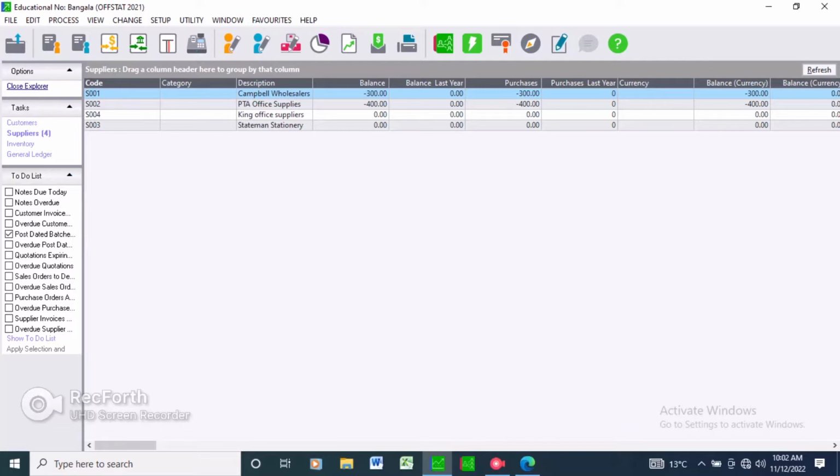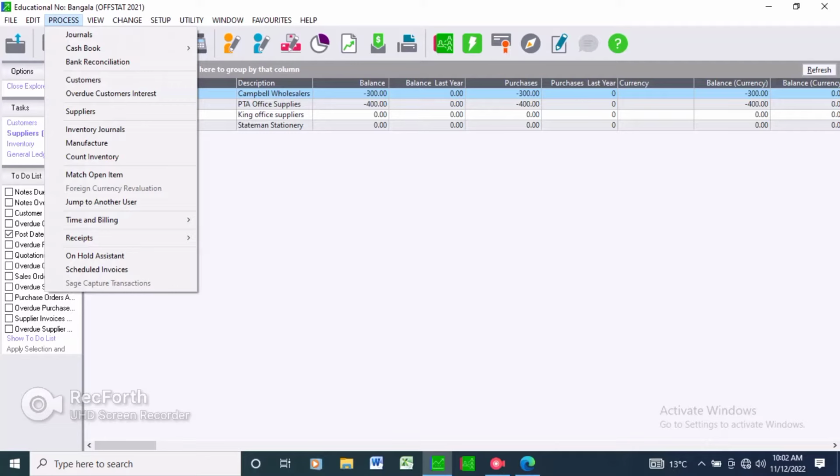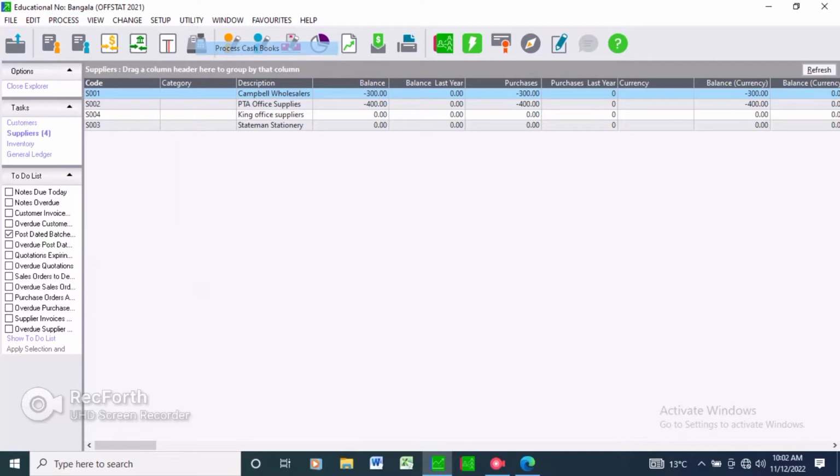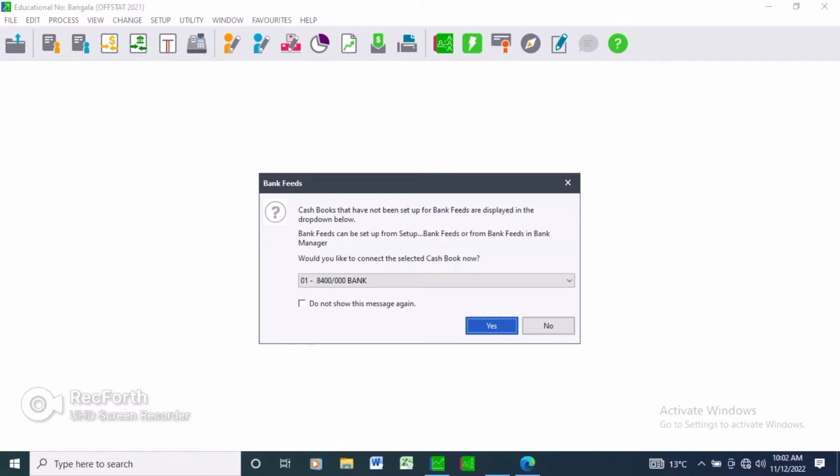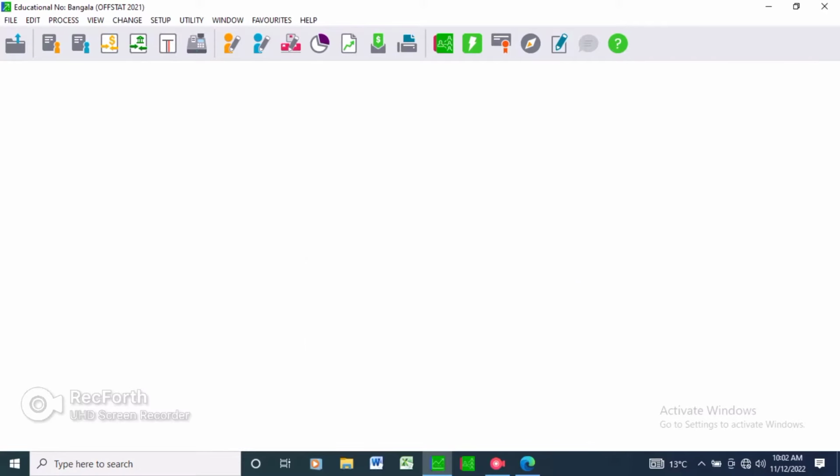Sage 50 Pastel Partner, guys. As you can see, I'm still under the company I was working under, which is Offstart Stationers. Remember, we need to process your cash payment journal. You go to process cash book, guys. For this one you can click no. Okay, let's wait for the system to process.